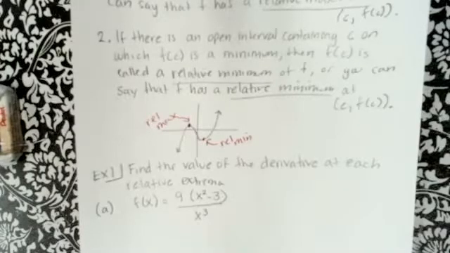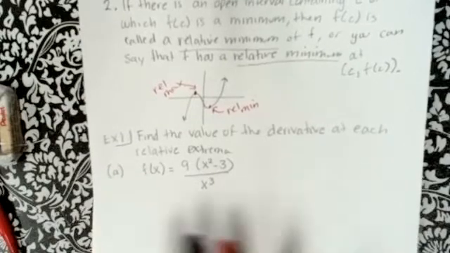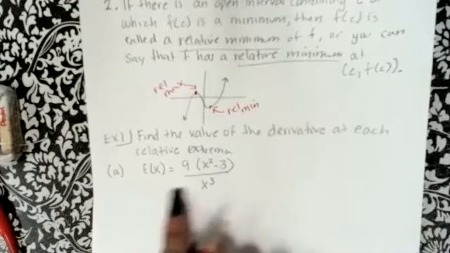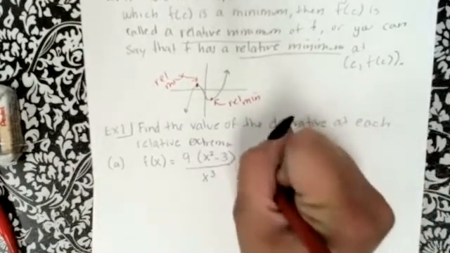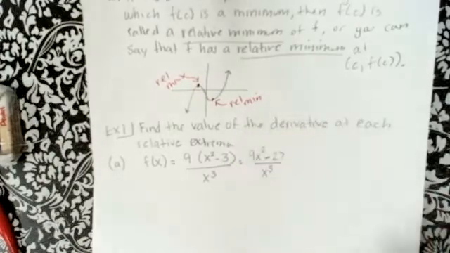Okay, now here, I need to find the value of the derivative at each relative extrema. Your extremas occur when you have a horizontal tangent. So what I have to do here is take the derivative. Before I take the derivative, I'm going to distribute the 9. So that's going to be 9x squared minus 27 over x cubed.